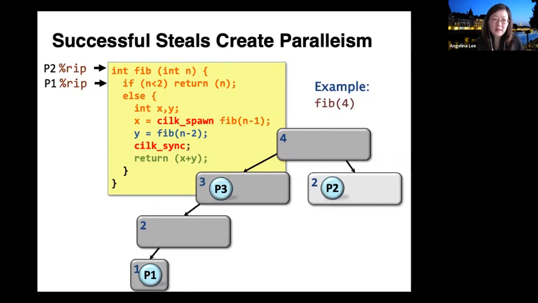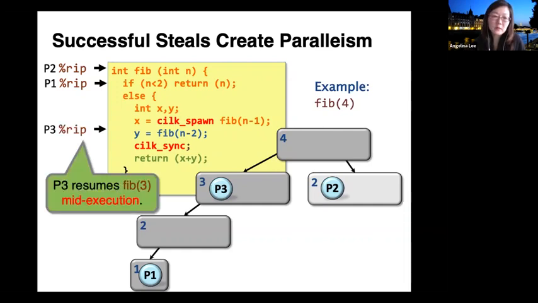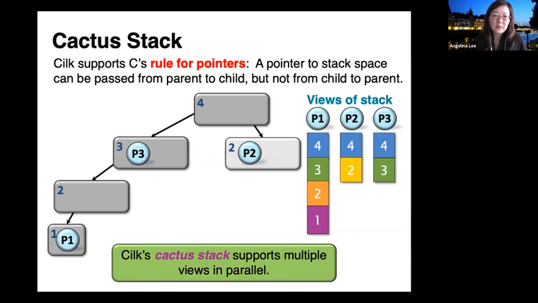And say in this case, another worker comes in and say again, it steals from worker 1, because in this case, the fib of 4 has been stolen by worker 2. Worker 3 is going to then steal the next one down the list, which is fib of 3. Okay. And again, it will resume in the middle of the execution.